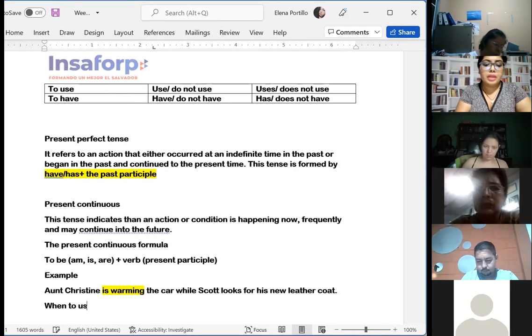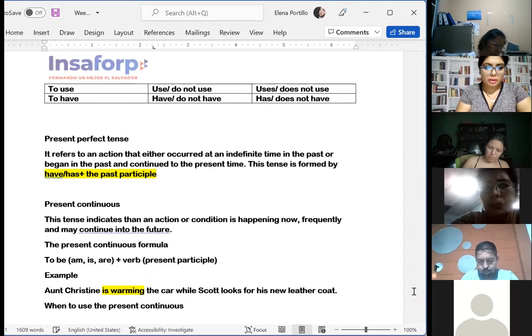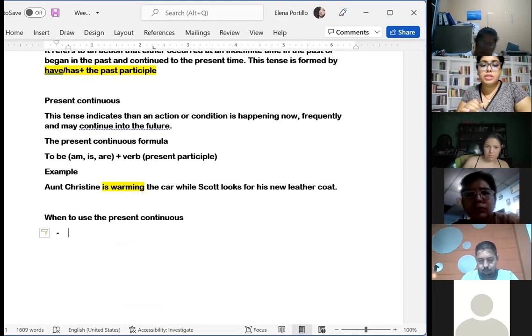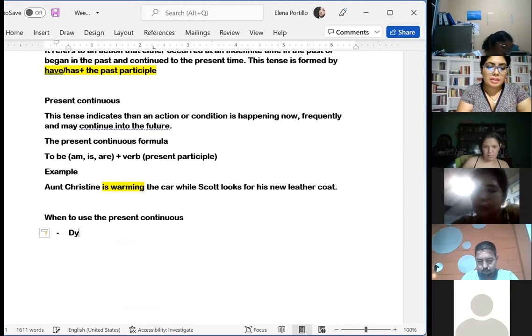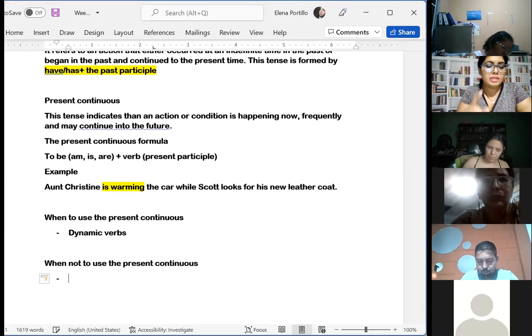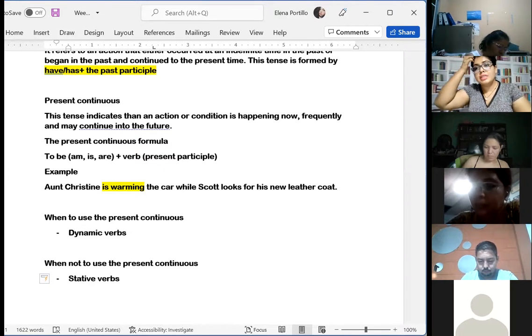When to use the present continuous? In this case, we are going to use the present continuous with dynamic verbs, and when not to use it. In this case, we are not going to use it with the stative verbs. So in this case, we're going to mark the difference between the dynamic verbs and the stative verbs.